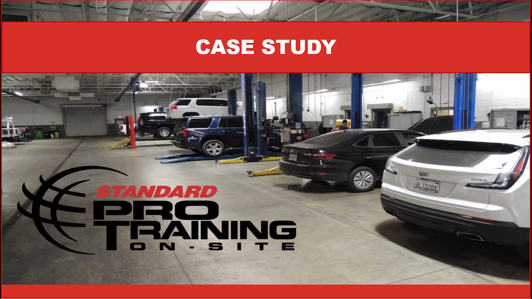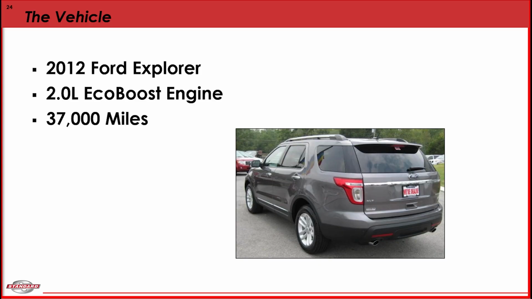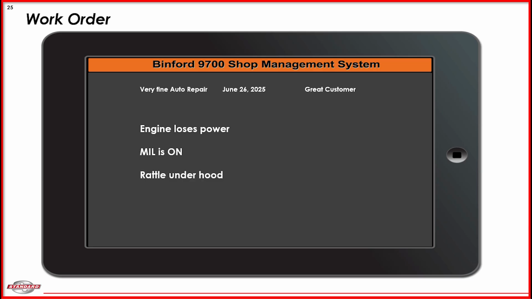So let's take what we've talked about so far and put it into a case study. Let's look at this in a practical environment where a vehicle was actually fixed. In this case study, we're working on a 2012 Ford Explorer. It's a 2-liter EcoBoost engine with 37,000 miles, which is really not a lot of miles, right? The customer's concern was that the check engine light was on and it had low power.